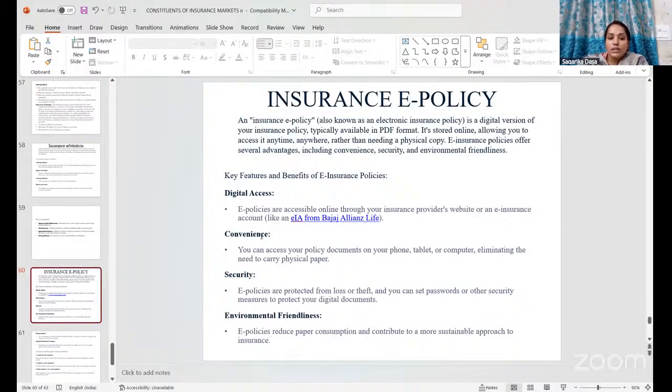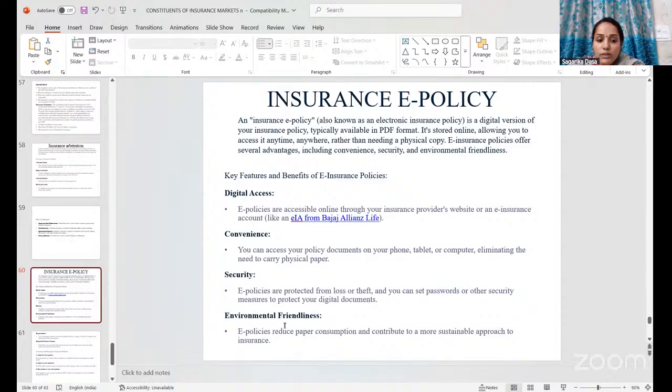Convenience is another feature or benefit of e-policies. You can access your policy document on your phone, tablet, or computer, eliminating the need to carry a physical paper. Security: e-policies are protected from loss or theft, and you can set a password or other security measures to protect your digital documentation. So security is another benefit which we can see with the e-policy.